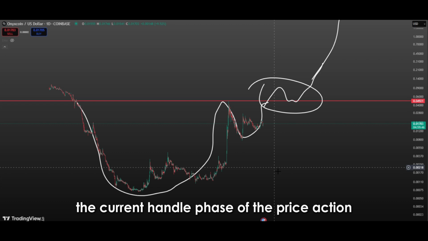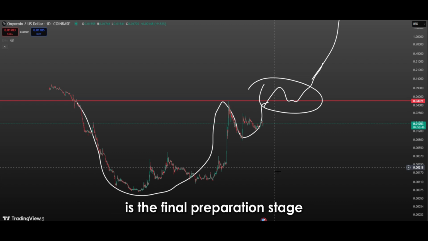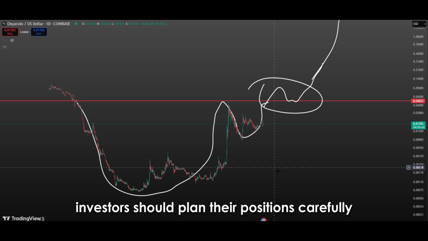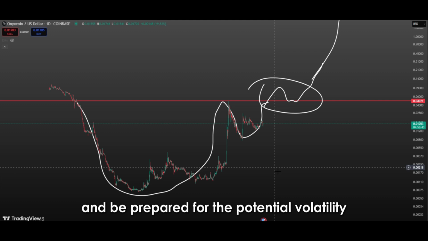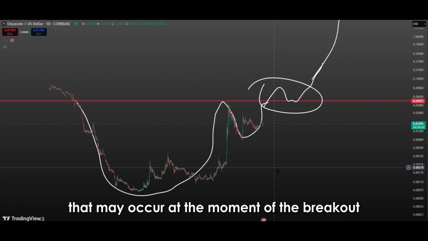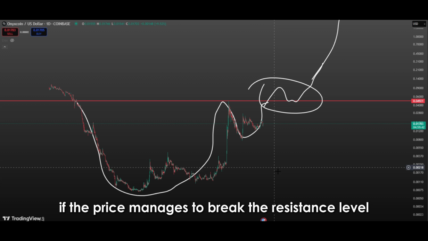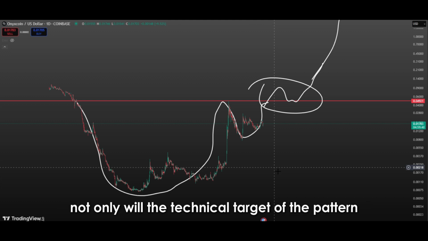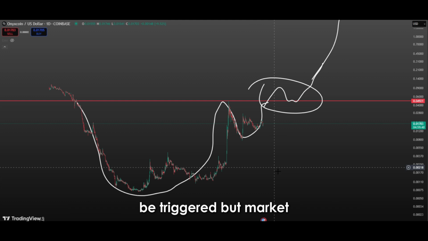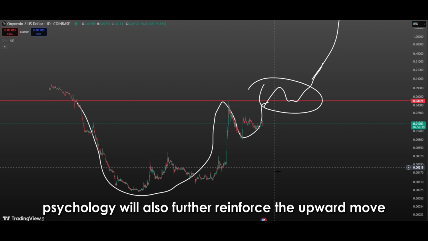The current handle phase of the price action is the final preparation stage before this move. At this point, investors should plan their positions carefully, implement risk management strategies, and be prepared for the potential volatility that may occur at the moment of the breakout. If the price manages to break the resistance level with strong volume, not only will the technical target of the pattern be triggered, but market psychology will also further reinforce the upward move.